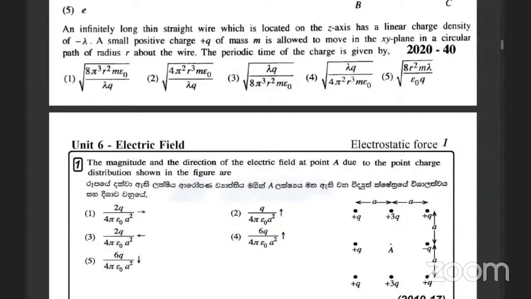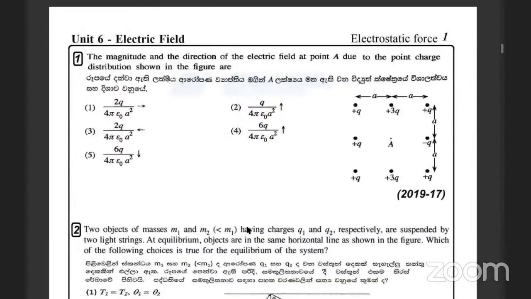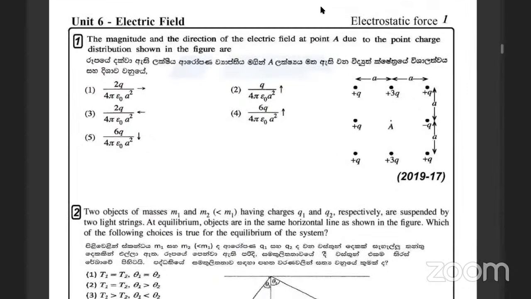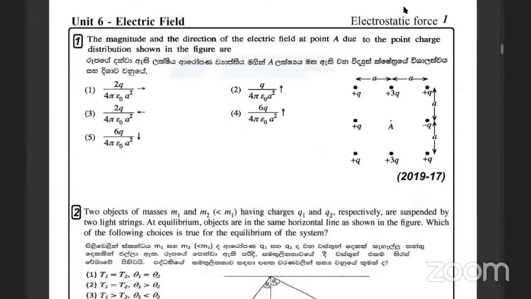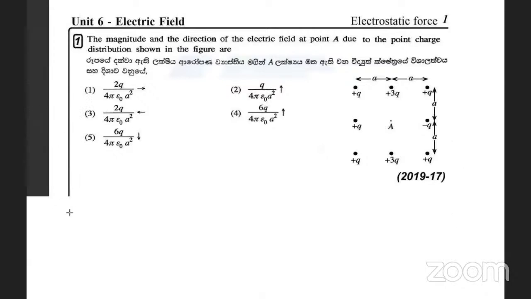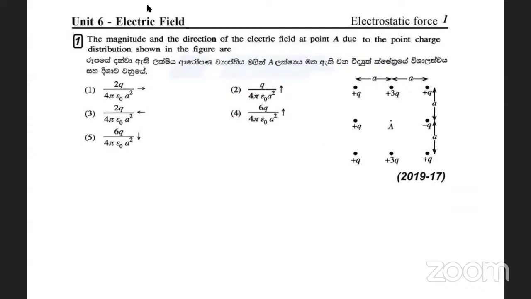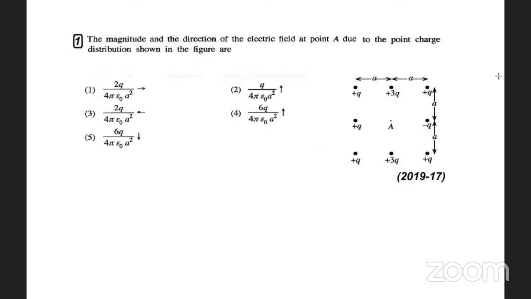Next one is from 2019. Let's quickly discuss that. The magnitude and the direction of the electric field at point A due to the point charge distribution shown in the figure are. Right, interesting. We need to find out the direction and the magnitude of the resultant electric field intensity at point A.